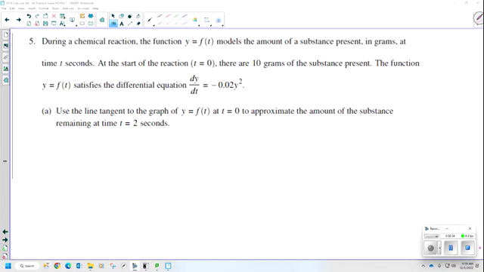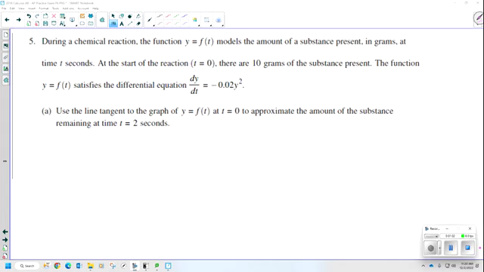Number 5 reads: during a chemical reaction, the function y equals f of t models the amount of a substance present in grams at time t seconds. At the start of the reaction, t equals 0, there are 10 grams of the substance present. The function y equals f of t satisfies the differential equation dy/dt equals negative 0.02 y squared.